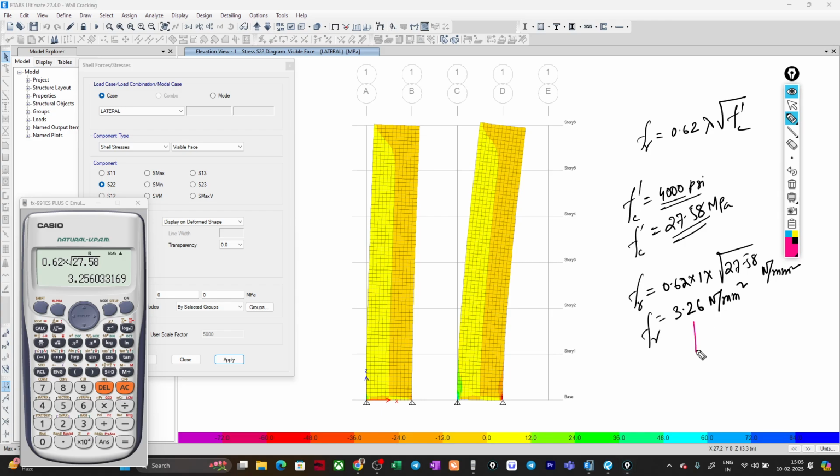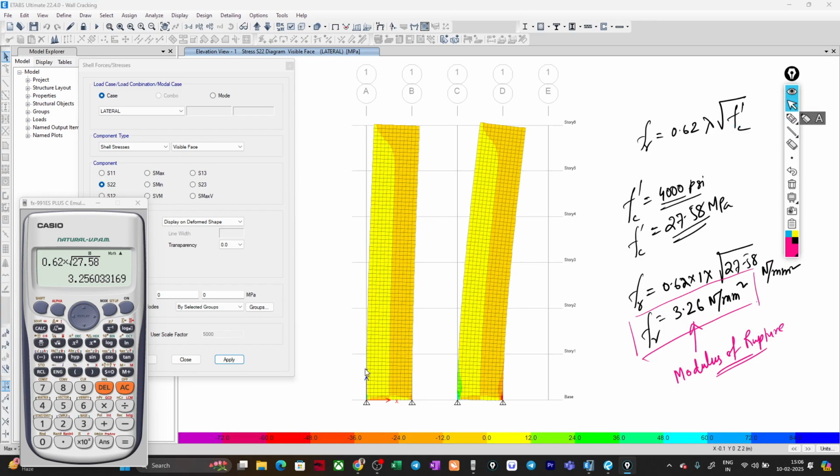Now, what is this modulus of rupture? It is nothing but the tension due to bending, right? So now you can see the limiting stress value that we got is 3.26 Newton per mm square. So we need to find the areas in the wall subjected to the ultimate load, and check whether they are crossing this stress value or not.